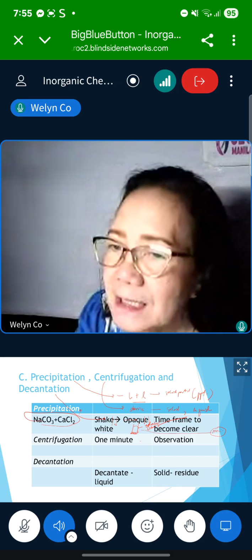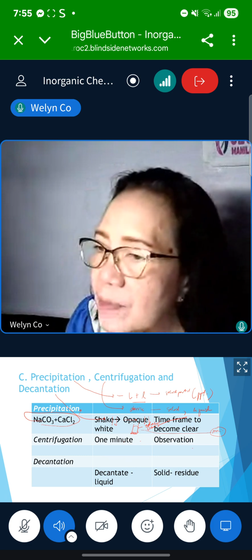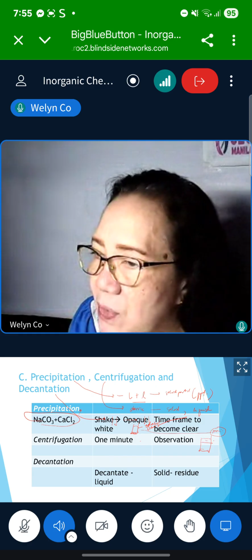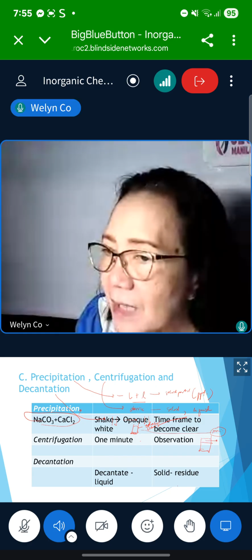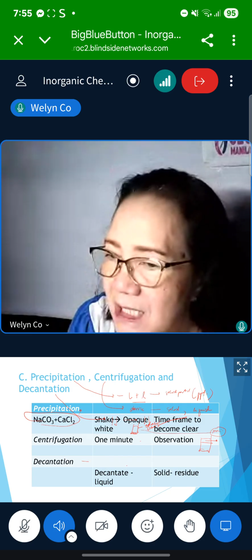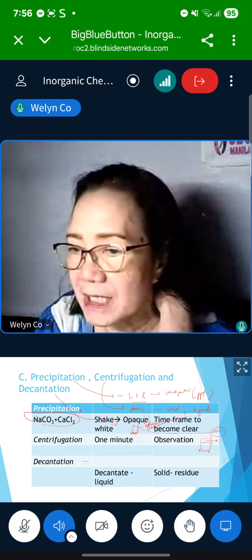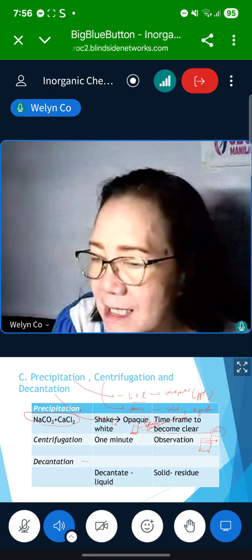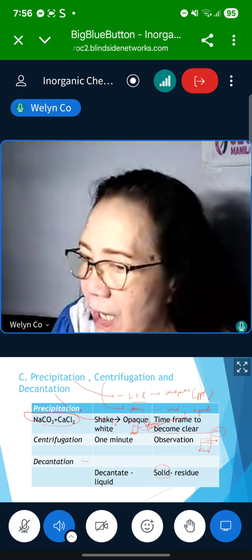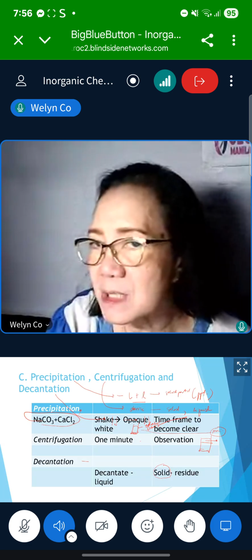Tama bata? Ang ating 1 minute for the centrifuge, observation natin, all of the solids are already settled here at the bottom. Separate na colorless liquid na itong nasa taas. Then, after the centrifugation, you have to decant. Decantate, ito yung liquid that is being transferred to the other container. Ito yon, which is already colorless. And the solid are the substances that are left behind in your original test tube, and that is what we call your residue. Okay? So, anong pinakamabilis?